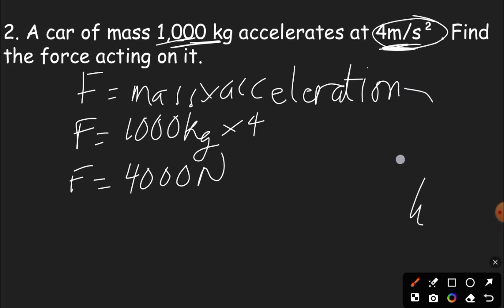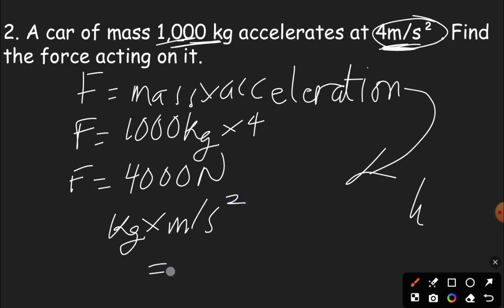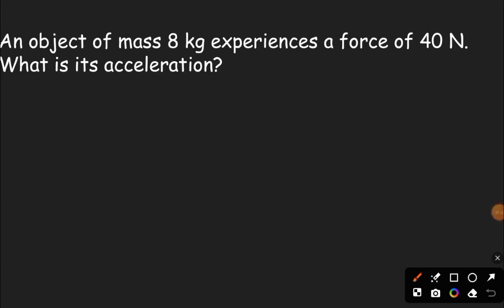And sometimes you are going to see this. Let me just break this formula down for you. You have kilogram for the mass, and then the unit for acceleration is meter per second squared. So sometimes instead of Newton, you see kilogram meter per second squared. It's also correct.